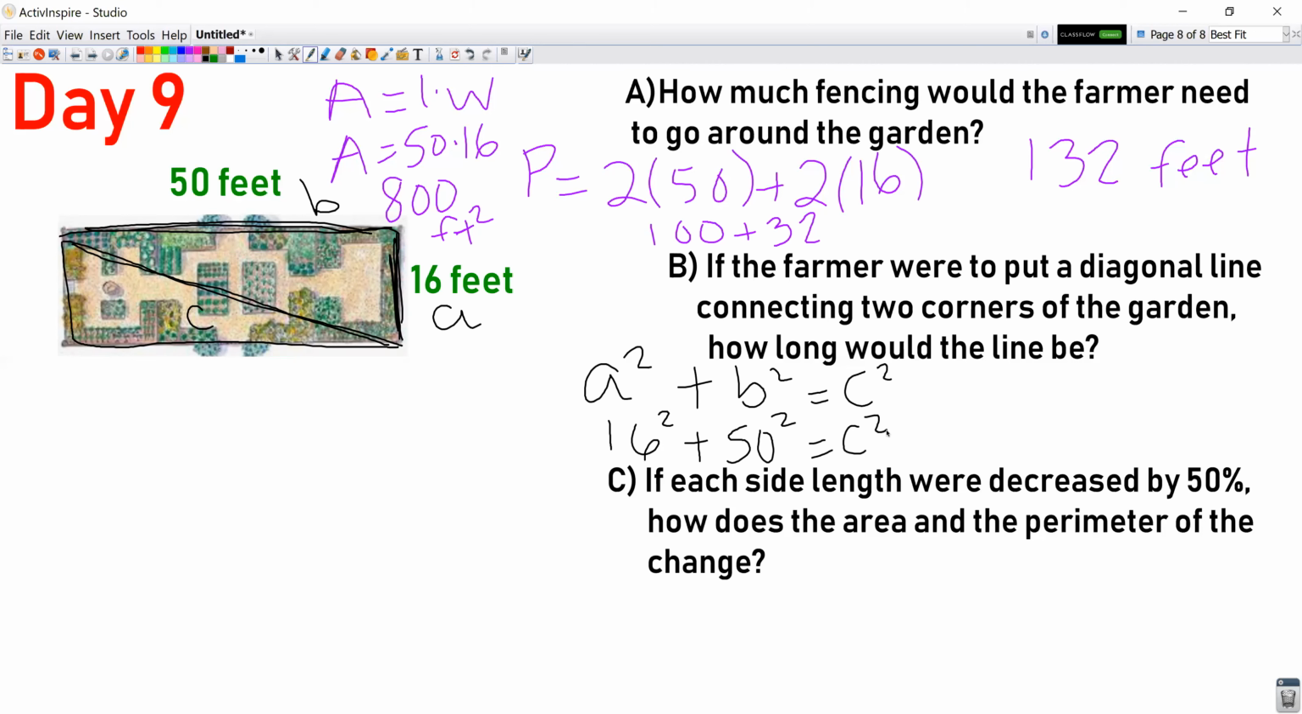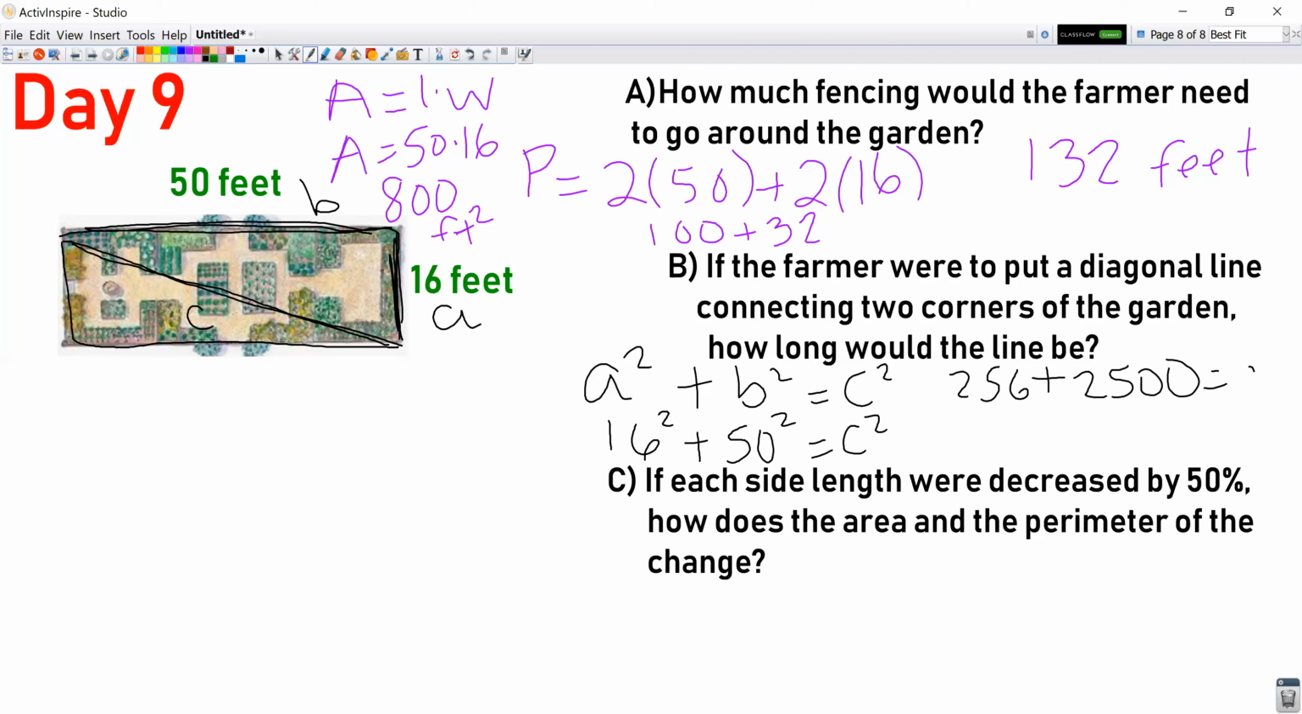And this is just a side note. It doesn't matter which one you made A and which one you made B, as long as you substitute correctly. So then we're going to square 16 and we get 256. And I'm going to square 50. 50 times 50 is 2,500. Excuse me. And we're going to add these and we get 2,756 is equal to c squared.